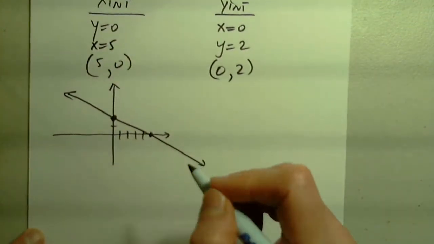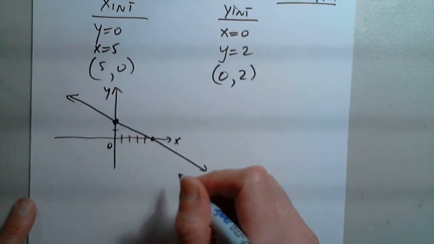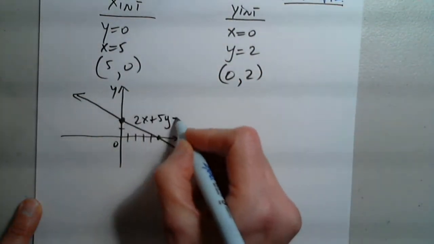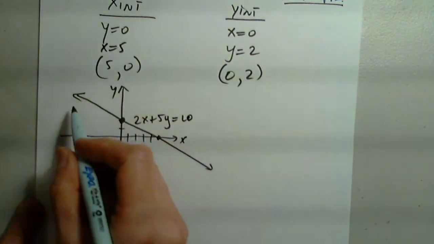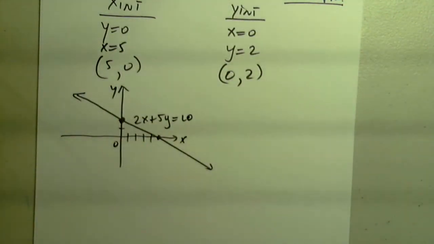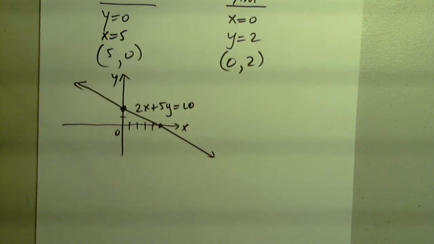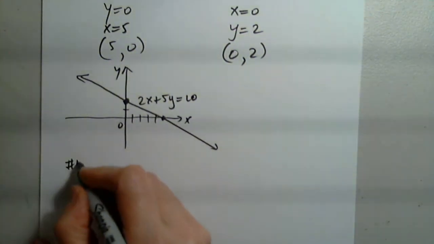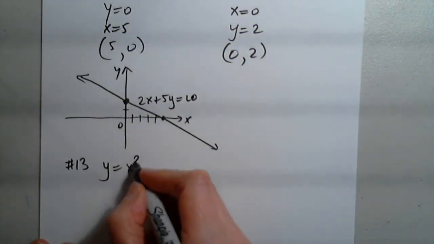Okay, so I always write on the graph, anywhere, what I graphed. I graphed 2x plus 5y equals 10. You can put it here, you can put it there, anywhere. Okay, let's also look at a quadratic function quickly. Because I know exactly what I'm going to assign for you to work on. So let's say 13. So y equals x squared minus 5.